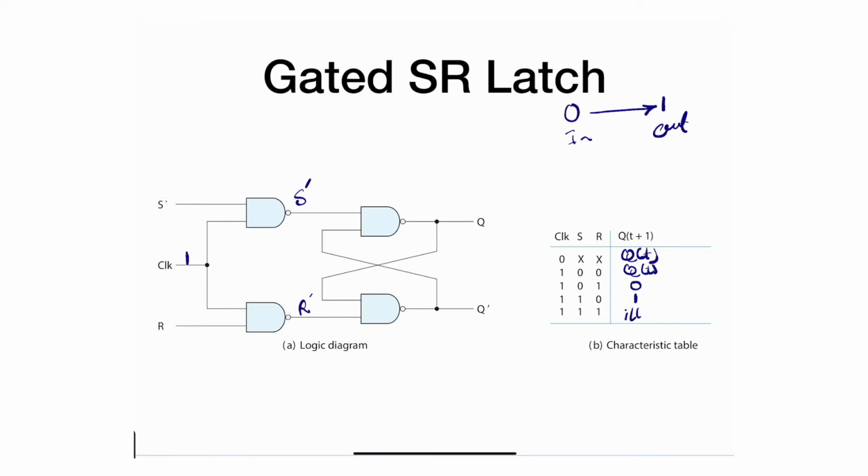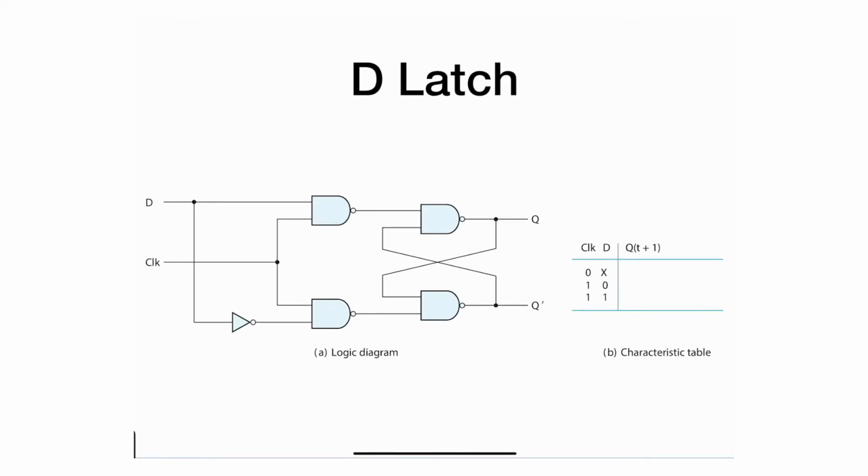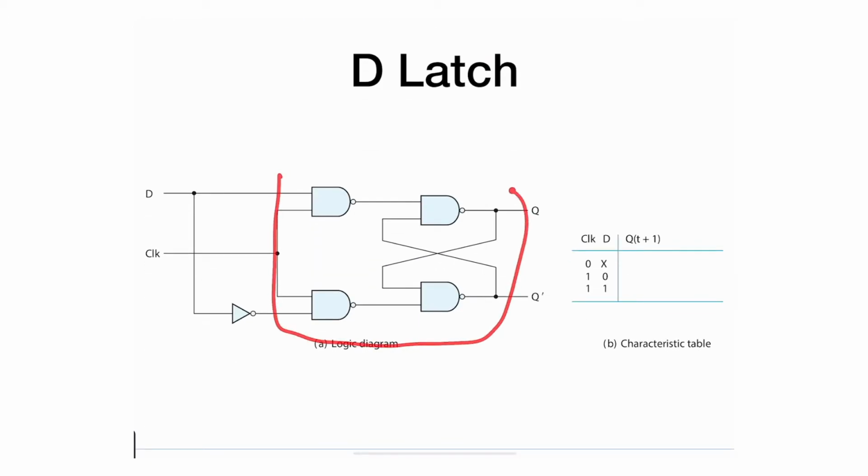So now this illegal case is kind of bothering me, and probably bothered a lot of early designers, because I don't want to even give the user the option to use it. So an easy solution was, okay, let's take that gated SR latch, and instead of giving the end user an S input and an R input, let's just give that user one input, and that input will be D.